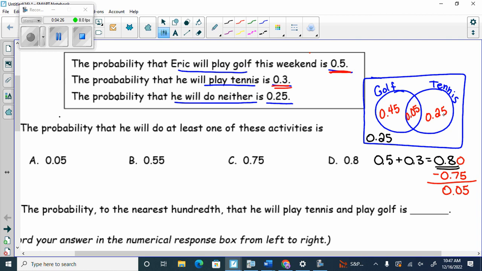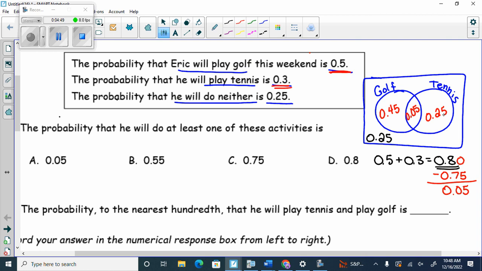I could ask you so many things. I could say, what's the probability of playing golf only? 0.45. What's the probability of playing tennis only? 0.25. What's the probability of playing golf and tennis? 0.05. What's the probability of playing golf or tennis? Is it 0.75? It's the snowman, right?